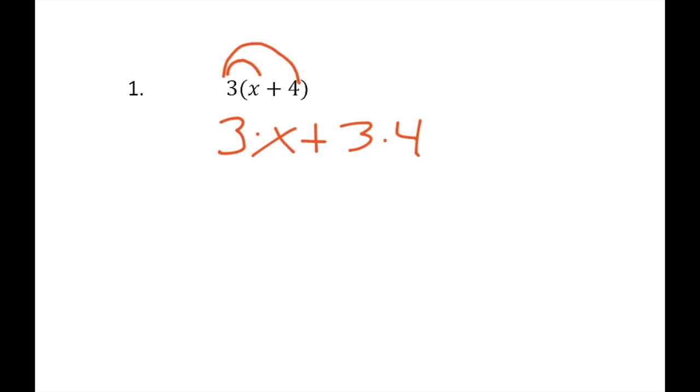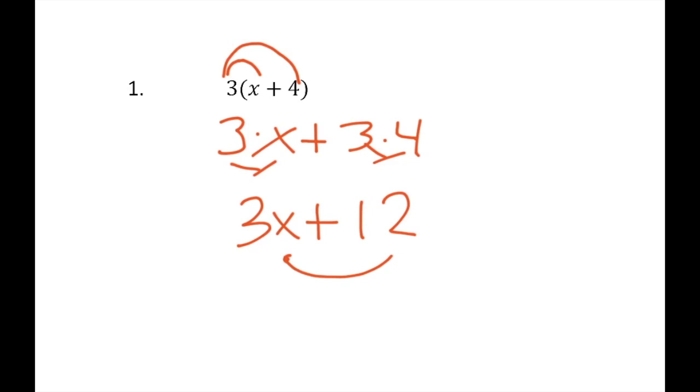Okay, well, I can simplify this. What is 3 times x? Well, 3 times x is just 3x. What is 3 times 4? 3 times 4 is 12. Can I add an x with a 12? No, they're not like terms. The 3 as the coefficient with the x will not combine with the 12 because there's no x here. So that means that, guess what? I am done. I have just multiplied my 3 times x plus 4.